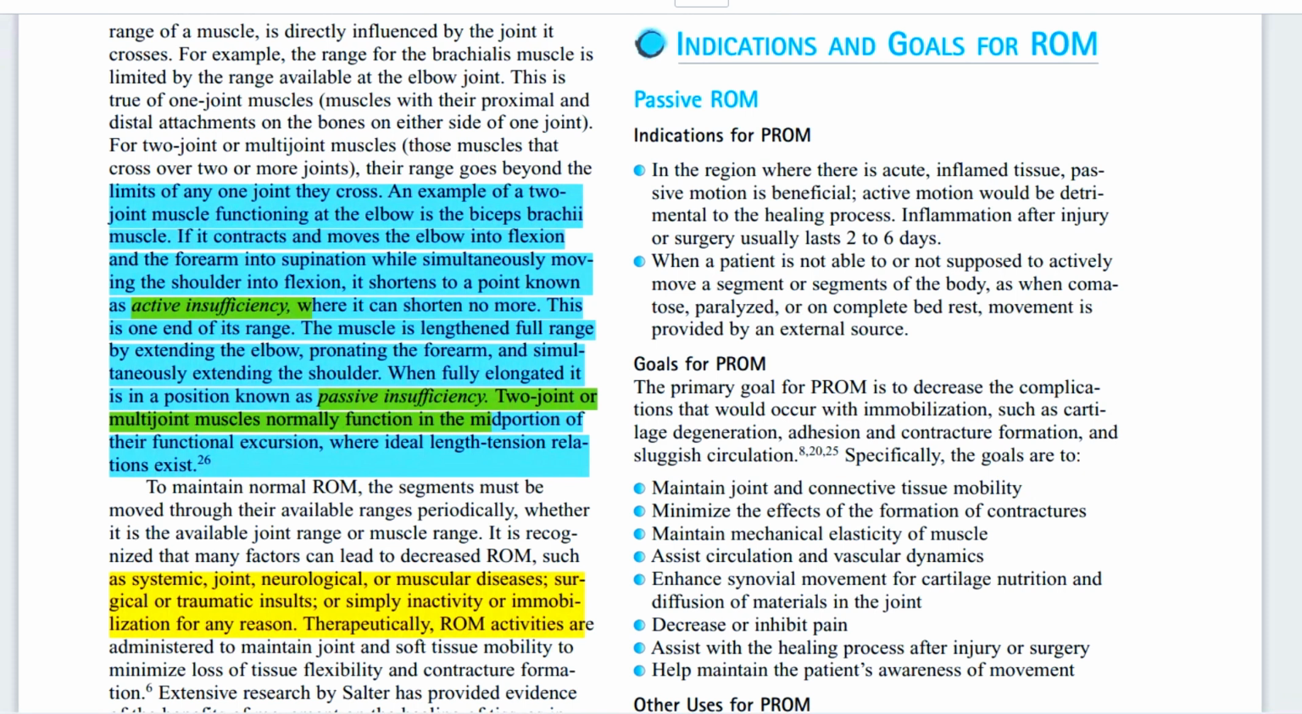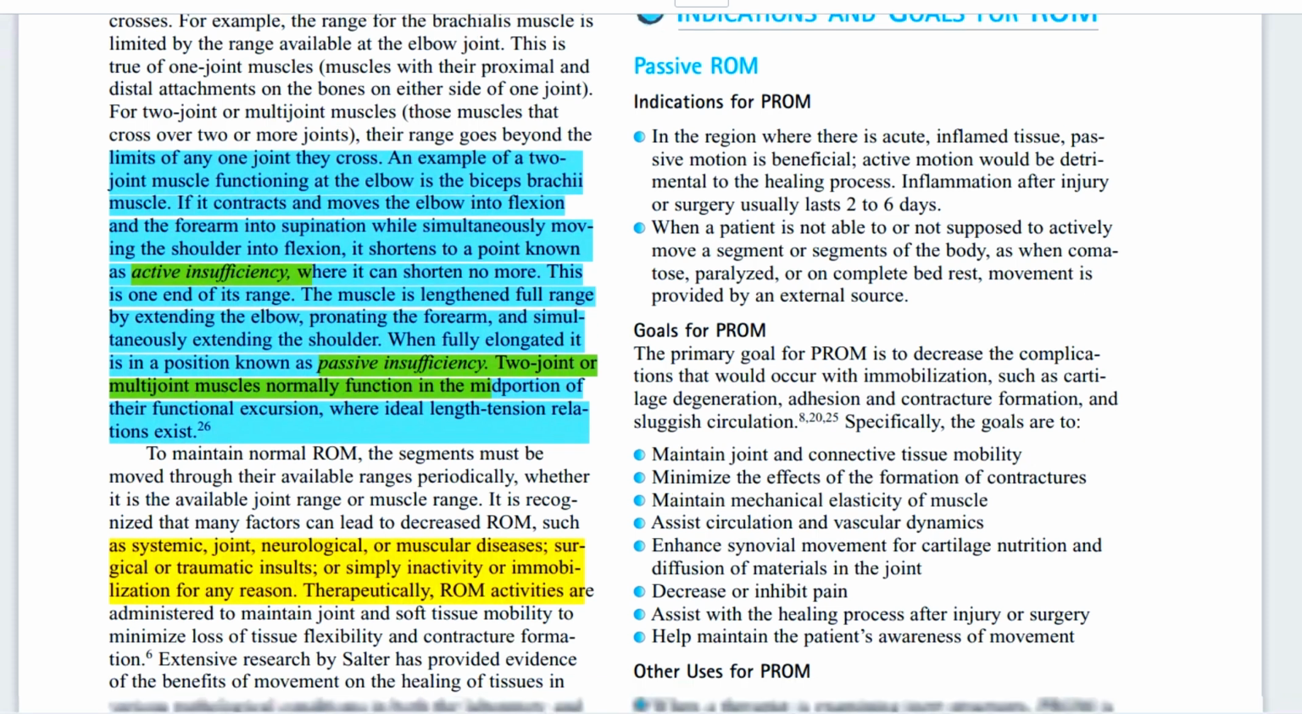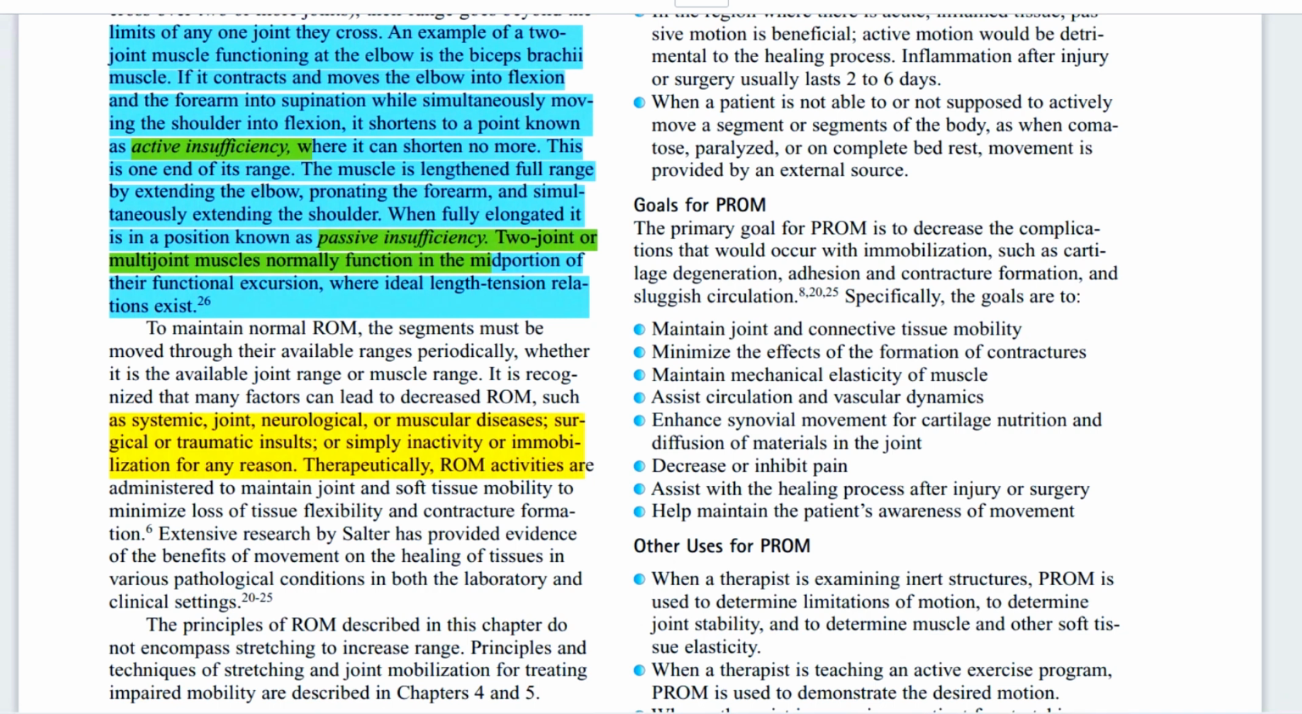It also decreases or inhibits pain. As you know, movement in the early stages, like after post injury or post surgery, if you work on the patient's mobility, it can decrease or inhibit the pain mechanism, the pain gate theory pathway. So you have to work on that. It also helps in post-injury or post-surgical healing, because it has healing properties. When you perform passive range of motion, it assists in the healing process. It is really working.